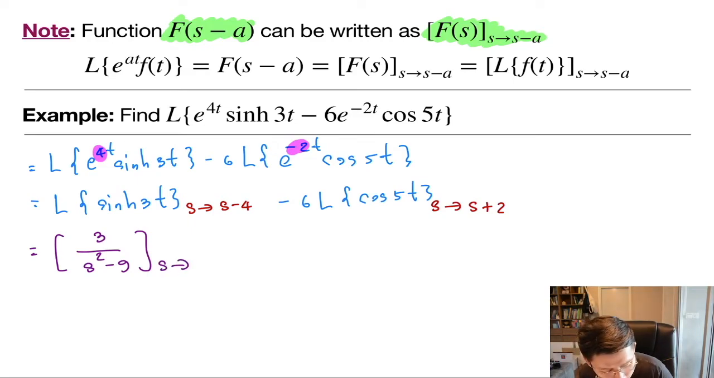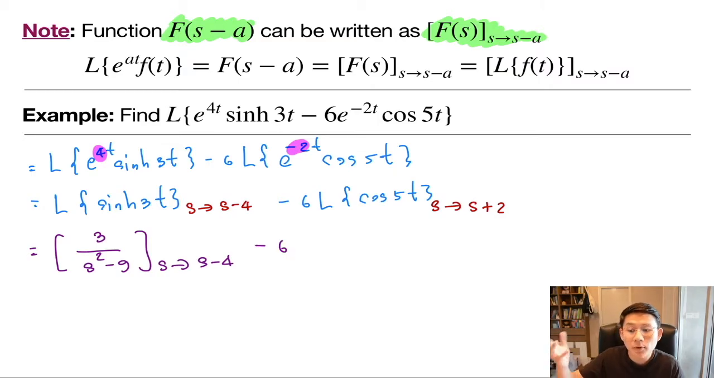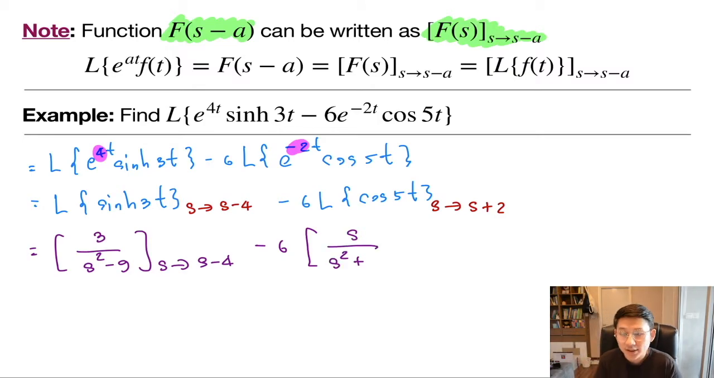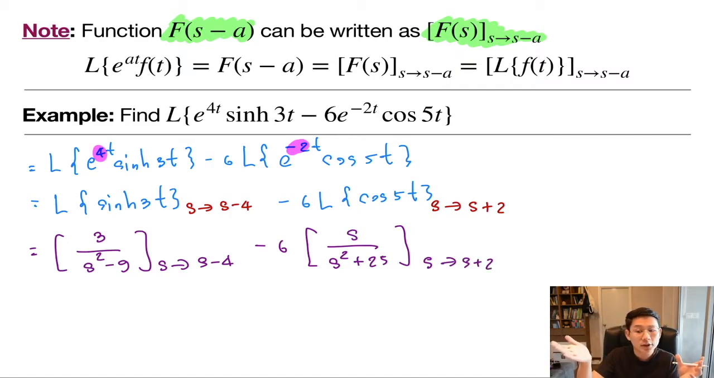And the other one, the Laplace transform of cos 5t. What is it? The Laplace transform of cos 5t is s divided by s squared plus 5 squared, which is 25. Okay, guys, if you don't remember, go back to the formulas, okay? And then you just need to change s to s plus 2. Okay, and the condition for the Laplace transform of cos is s is bigger than 0.